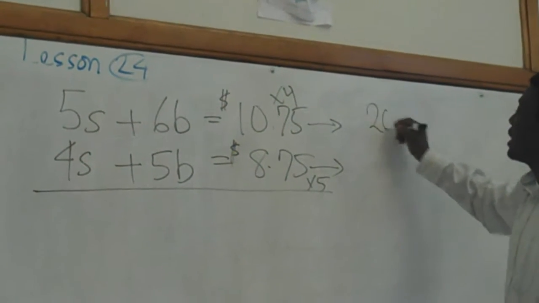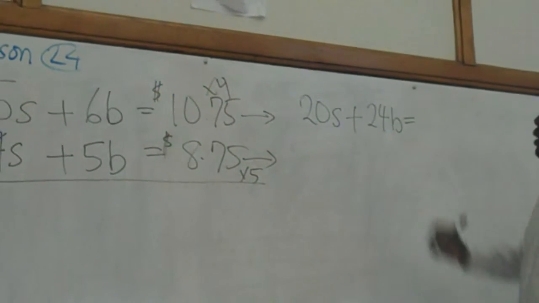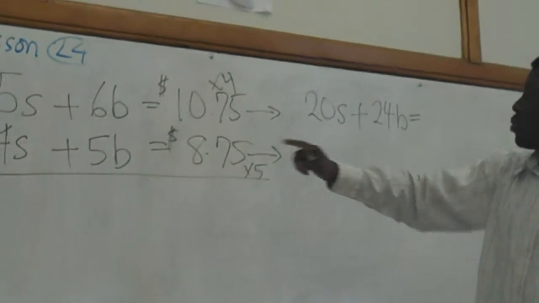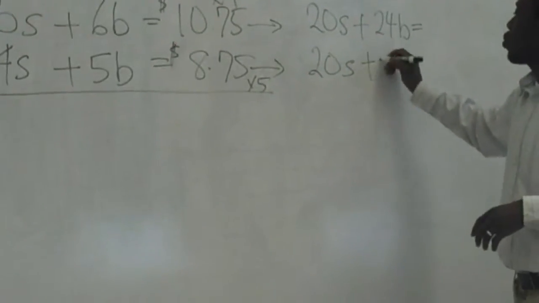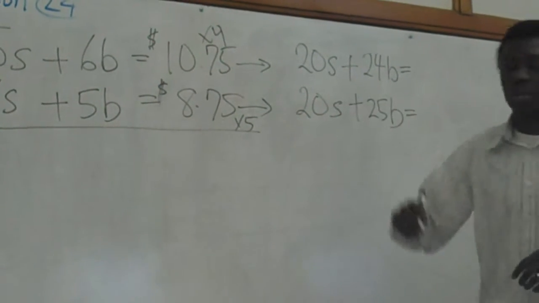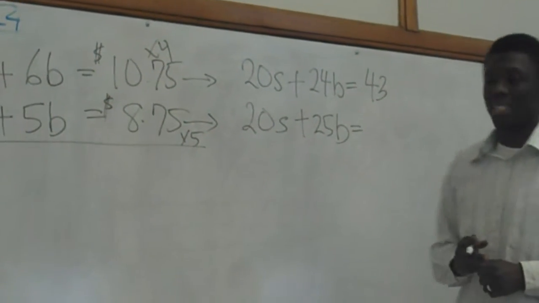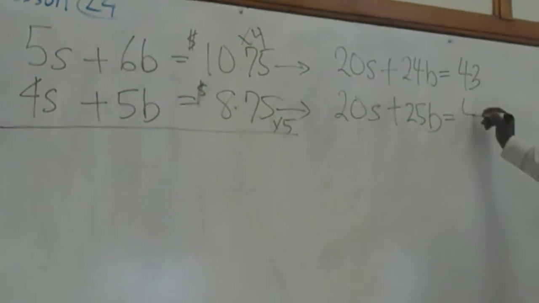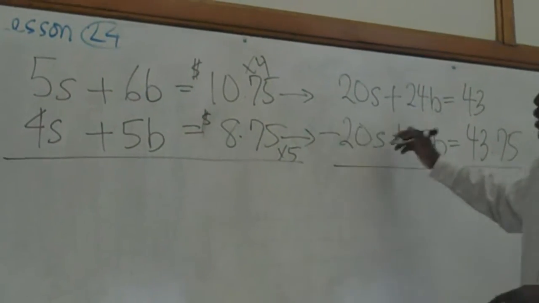The first one, we have 20S plus 24B is equal to 10.75 times 4. And we'll come back to this in a second. Let's do the second one. Times 5, we have 20S plus 25B is equal to 8.75 times 5. So the first one, what is 10.75 times 4? 43. What is 8.75 times 5? 43.75.